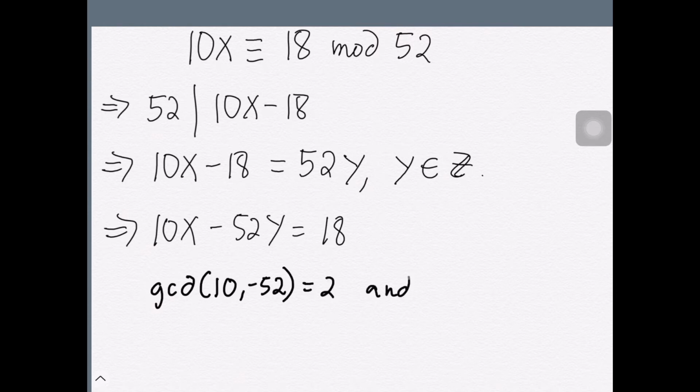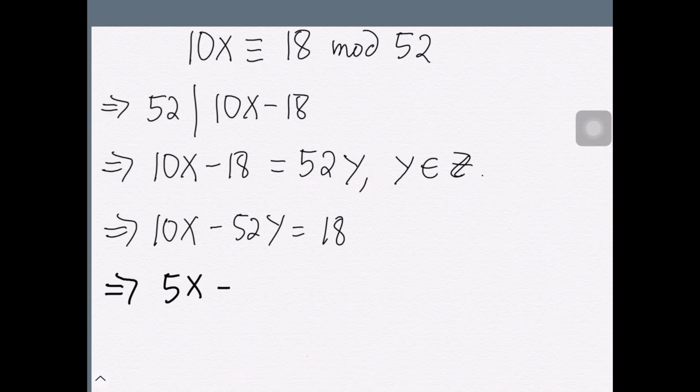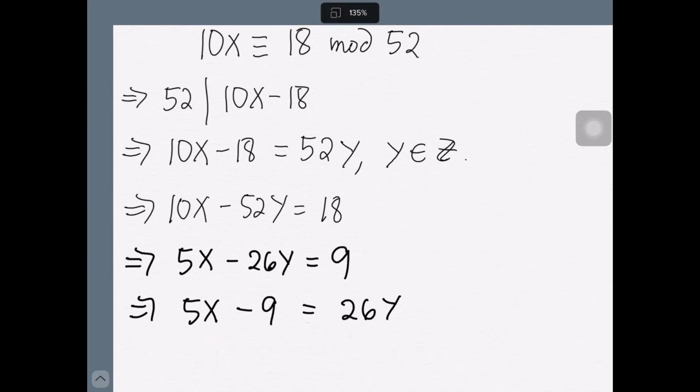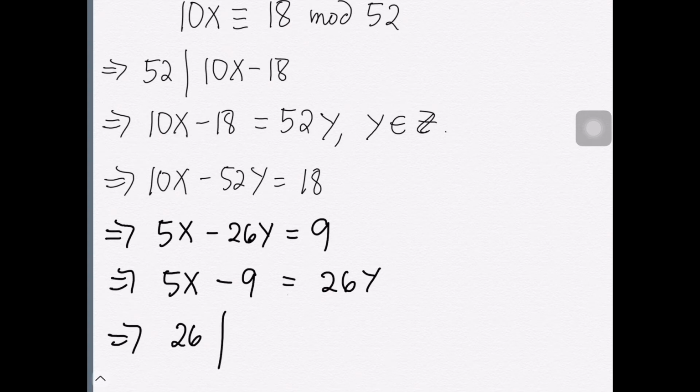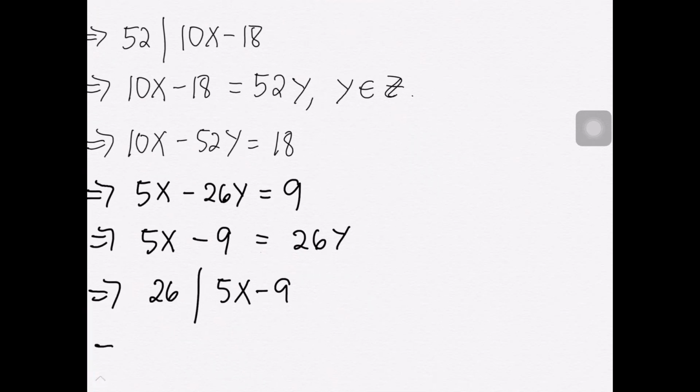And yes, the GCD, or the greatest common divisor, of 10 and negative 52 here is 2, and 2 divides 18. Thus, we really have a solution for this linear Diophantine equation. Also, observe that 2 divides 10, negative 52, and 18, so we can simplify this equation and have this. Aside from that, observe that we can convert this into modular arithmetic. That is, we now have 5x is congruent to 9 modulo 26.